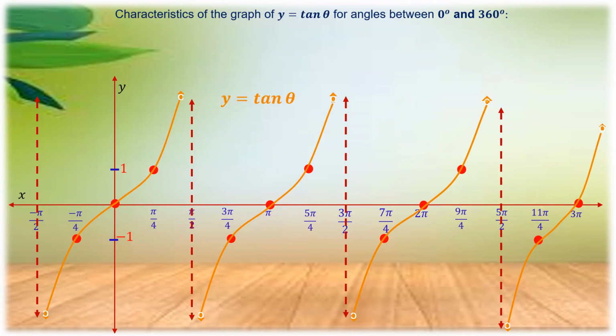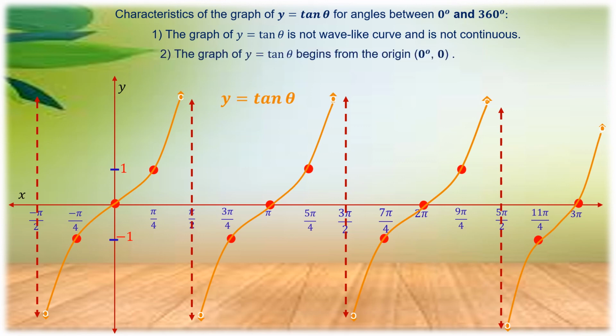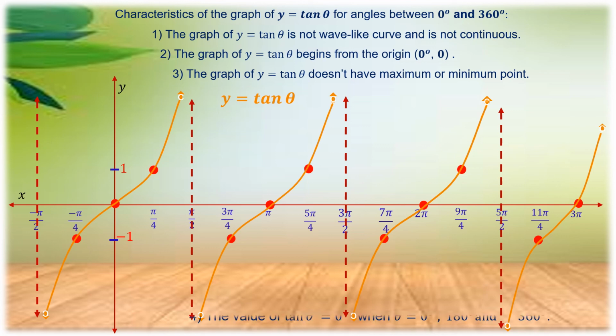Now let us study the characteristics of the graph of y is equal to tangent theta for angles between 0 degrees and 360 degrees. So first, the graph of y is equal to tangent theta is not a wave-like curve and is not continuous. And then the graph of y is equal to tangent theta begins from the origin. And then the graph of y is equal to tangent theta doesn't have a maximum or minimum point, unlike the graph of y is equal to sine theta and y is equal to cosine theta. And then the last one, the value of tangent theta is 0 when the angle is equal to 0 degrees, 180 degrees, and 360 degrees.